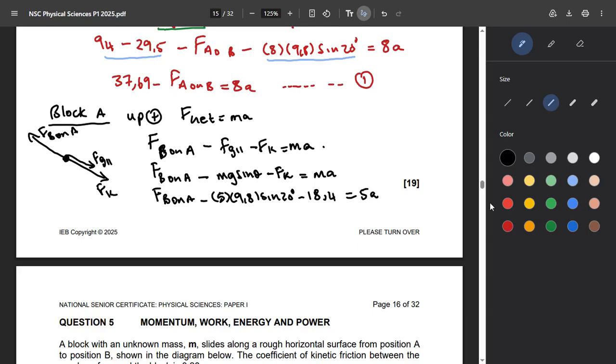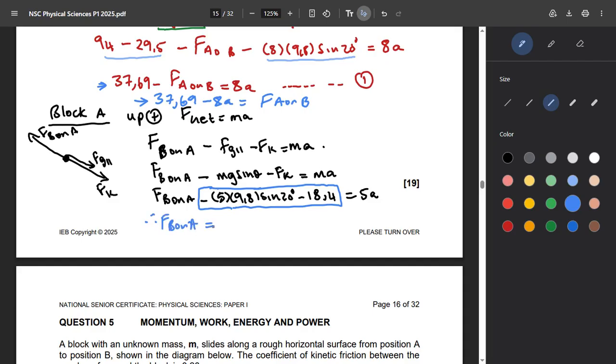So what I'm going to do, I think we need to work out this part on the calculator. And then let me go back to this part. You see this part? I'm going to make my force A on B the subject of the formula, meaning this leaves us with 37.69 minus 8A equated to the force of A on B. Okay, so we're going to do the same thing this side. Therefore, my force B on A will be equal to, let's punch that first on the calculator, see what we get.